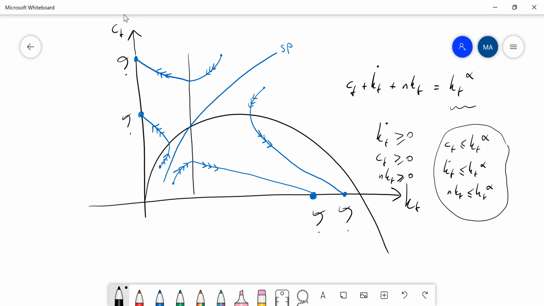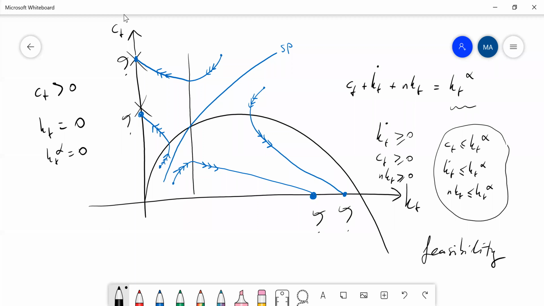Typically, in the formulation of the problems, we do not write this because it is too obvious. But what happens in these points? These points violate the feasibility constraints. This one and this one violate the feasibility constraints. Why? Because we want to consume a positive amount with no capital and no production.